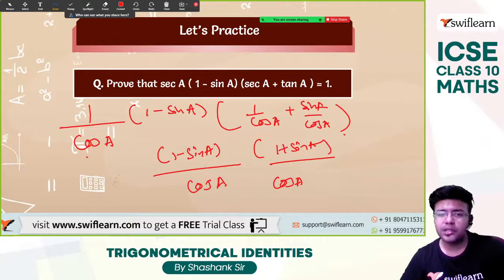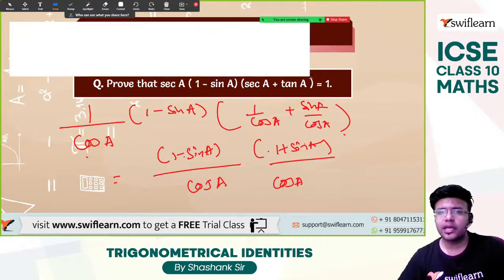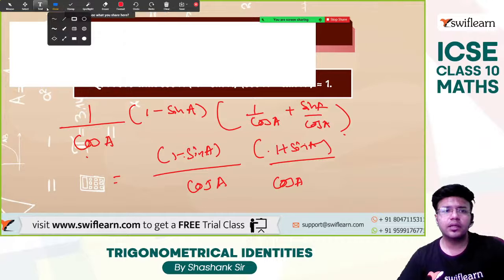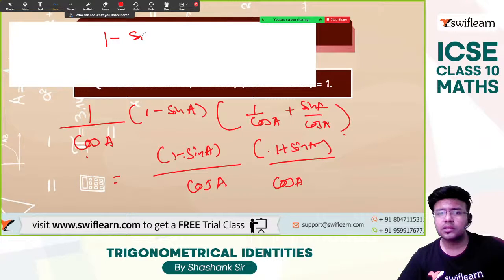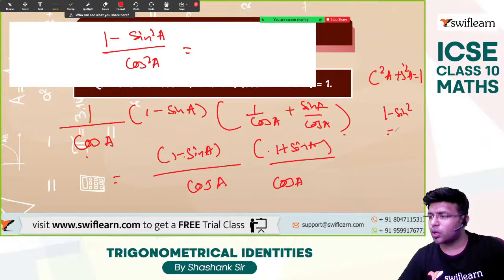We get this equation. Now A minus B into A plus B is what? Is A square minus B square, and A into A is A square. So we get 1 minus sine square A divided by cos square A. We know that cos square A plus sine square A is equal to 1. So 1 minus sine square A is equal to what?